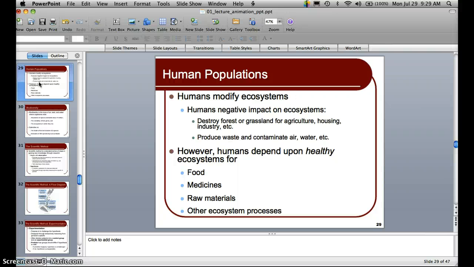It takes many years for such processes to come into that balance, that homeostatic state, if you want to put it that way. So humans have a negative impact on ecosystems by destroying forests. That would be deforestation, or grasslands for agriculture, housing, industry, etc. They produce waste and contaminate air, water, and soil. However, humans depend upon a healthy ecosystem for food, medicine, raw materials, and other processes.